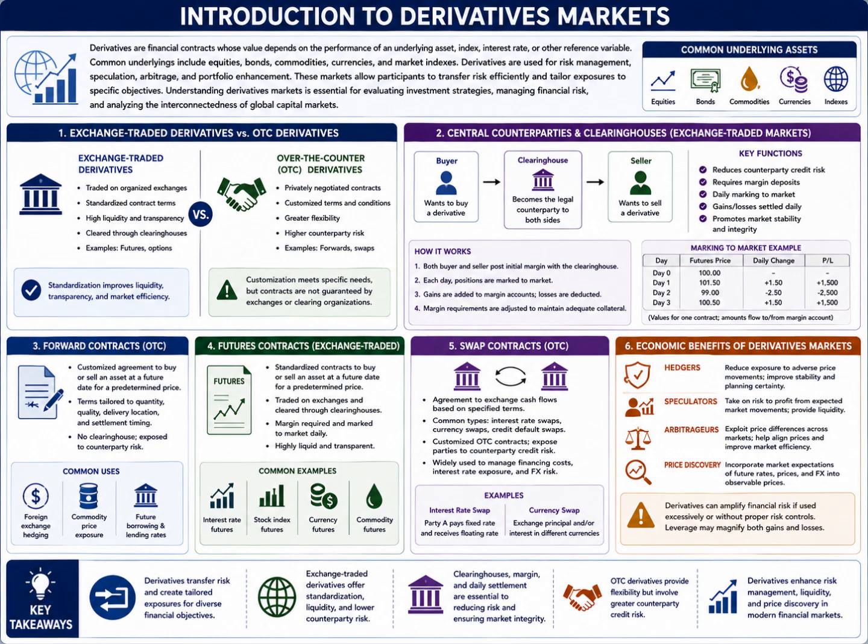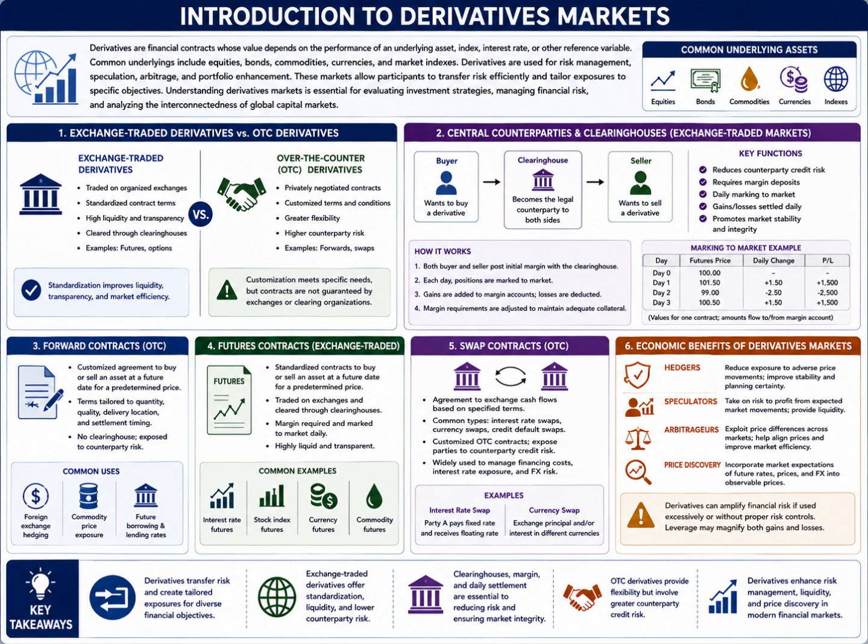While OTC markets provide greater flexibility, they also involve higher counterparty risk because contracts are not guaranteed by centralized exchanges or clearing organizations. Central counterparties and clearinghouses play crucial roles in exchange-traded derivatives markets. Clearinghouses act as intermediaries between buyers and sellers, becoming the legal counterparty to both sides of each transaction. This structure reduces counterparty credit risk because market participants rely on the clearinghouse rather than individual traders to fulfill contractual obligations.